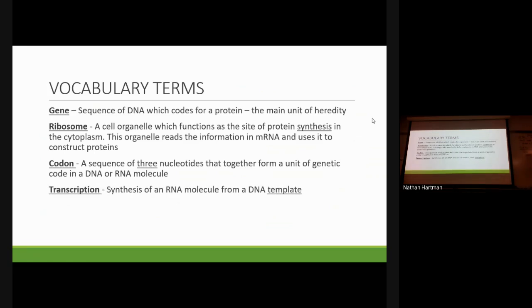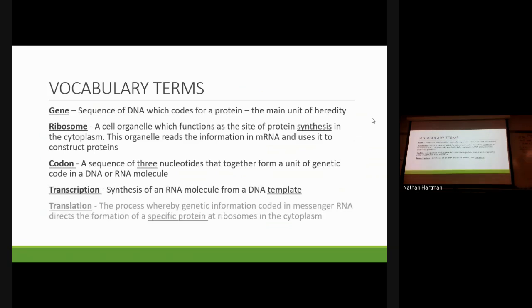Transcription, that's making RNA from DNA. Like I said, we're making a copy. Translation is where we take that information, the mRNA, and we build a specific protein based on it. Changing languages from nucleic acids to proteins. Any questions about any of those vocab terms? Once again, you can come back to them if you need to.